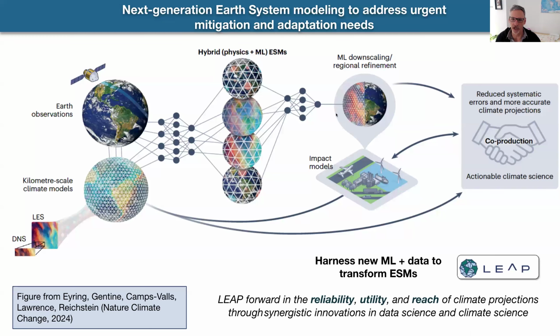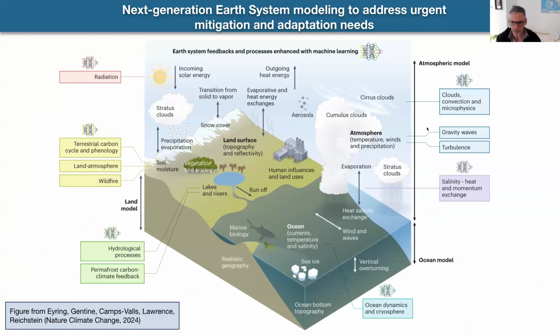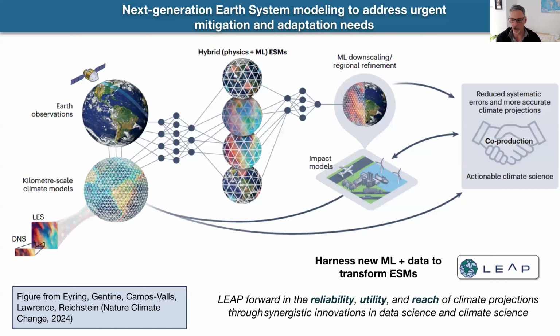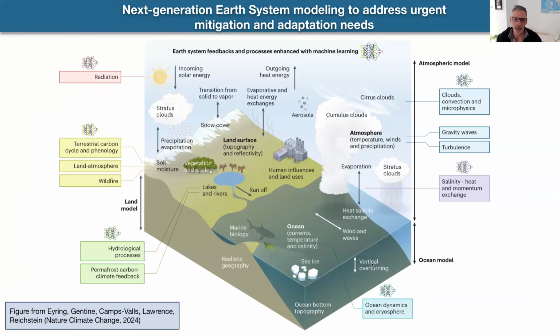You could then employ machine learning based downscaling or regional refinement to potentially drive impact models, and along the way build the capability to provide more accurate climate projections. And LEAP, the project mentioned in the introduction that I'm involved in, is one of these activities in the ESM world. We are trying to take a leap forward in reliability, utility, and reach of climate projections through synergistic innovations in data science and climate science, basically harnessing machine learning and data to transform ESMs. This is what we're trying to do.